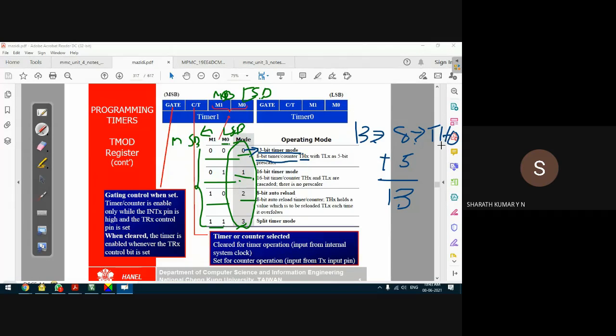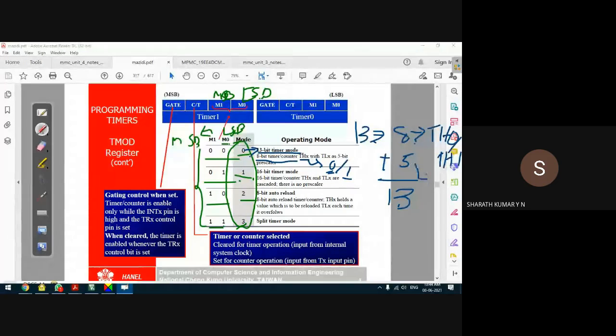THx, what does this X correspond to? X means it can be either 0 or 1: 0 for timer 0, 1 for timer 1. Very simple. TH means upper byte of the timer, upper byte of timer 0 or timer 1, that is TH0 or TH1.